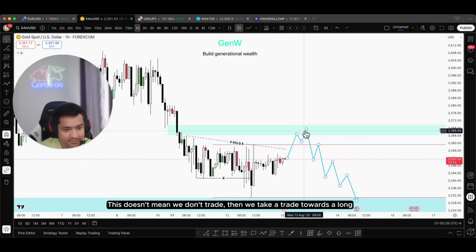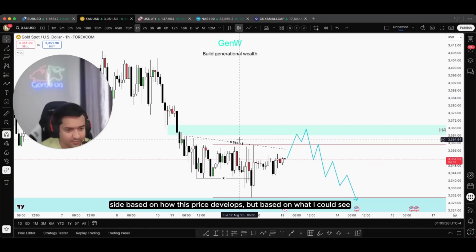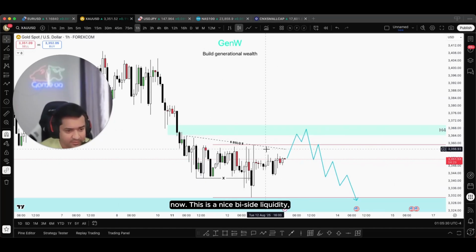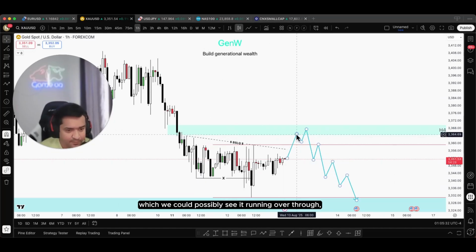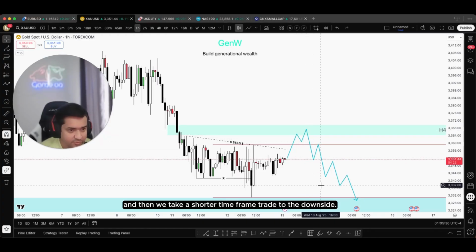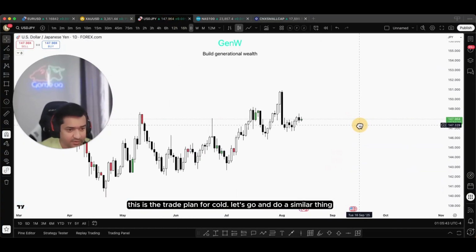This doesn't mean we don't trade, then we take a trade towards the long side based on how this price develops. But based on what I could see now, this is a nice buy side liquidity which we could possibly see it running over through, and then we take a shorter time frame trade to the downside. This is the trade plan for gold.